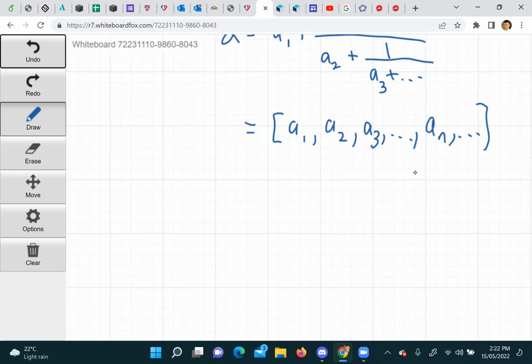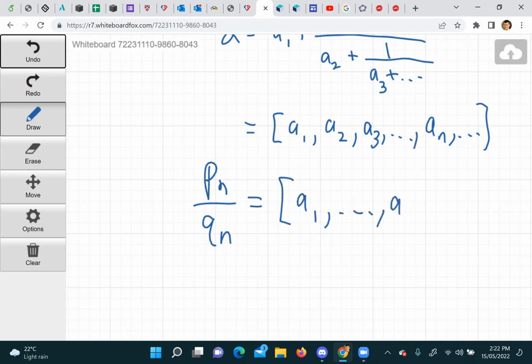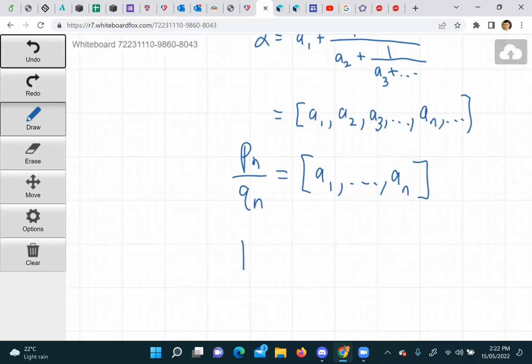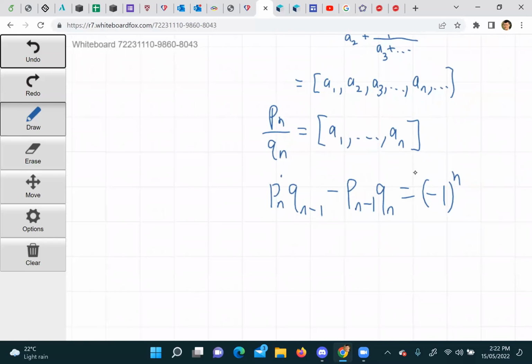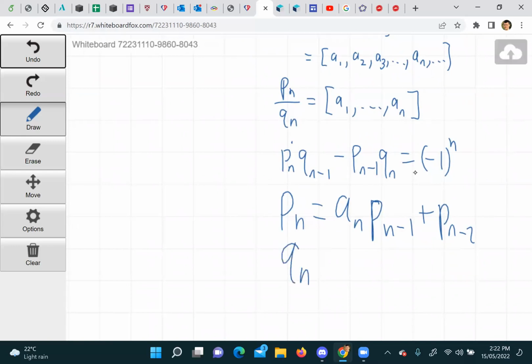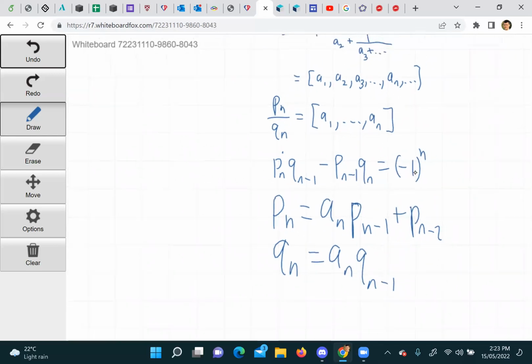And then we had stuff like, remember this? Pn over Qn equals [A1 to An], yeah? And this also shows that they're co-prime. Pn Qn minus 1 minus... I feel like I might have gotten the sign wrong here, but the Pn can be calculated like this. So it's not like I'm expecting you to understand. This is just a review of previous material, so just remember these as facts.